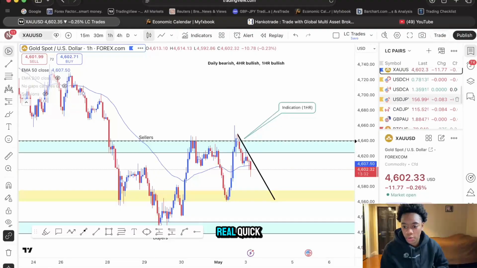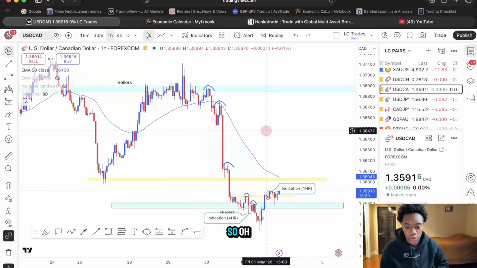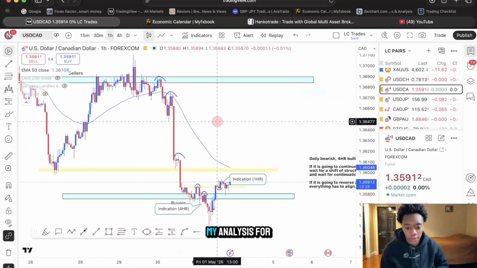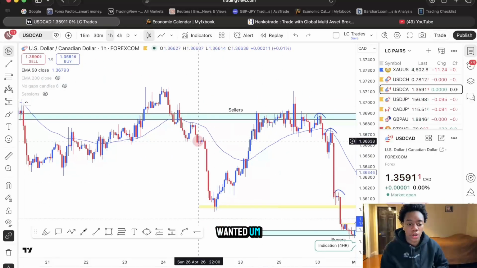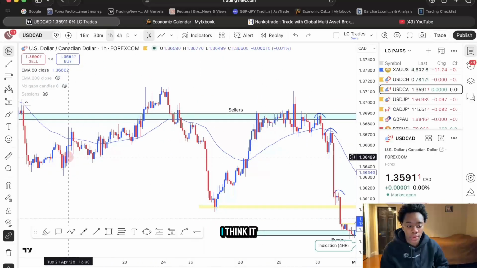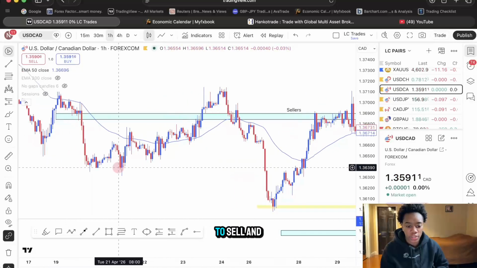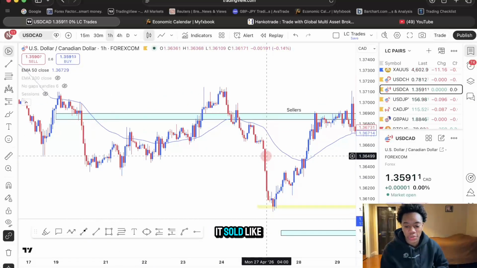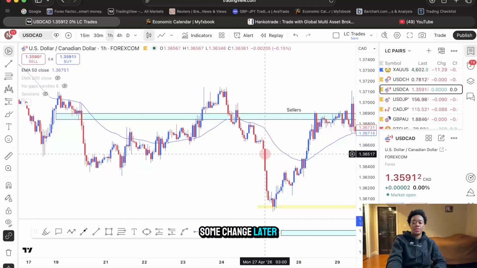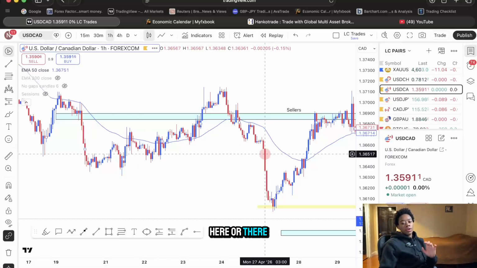Let me go to USD CAD real quick. Oh, there's actually my analysis for that right now. I think I wanted USD CAD to sell. I think it was around here. I wanted to sell, and that thing bought up. And look when it sold. It sold like a week and some change later. But hey, that's neither here nor there. That was my mistake. I was trading with emotions, to be honest.